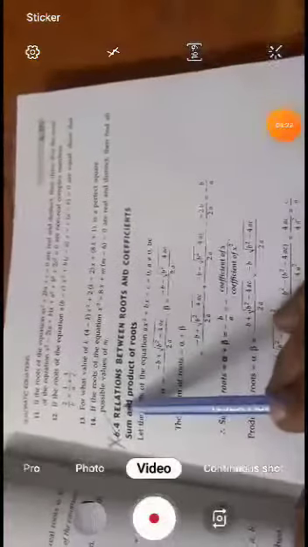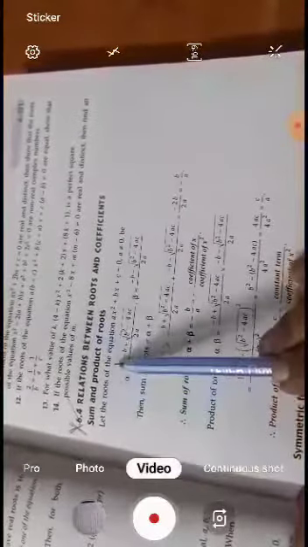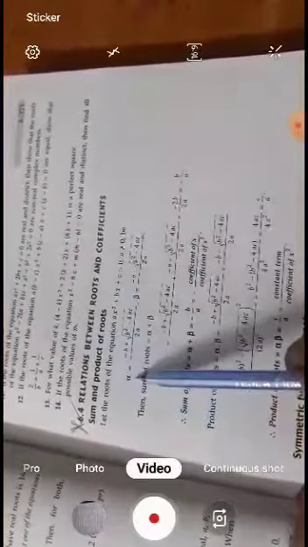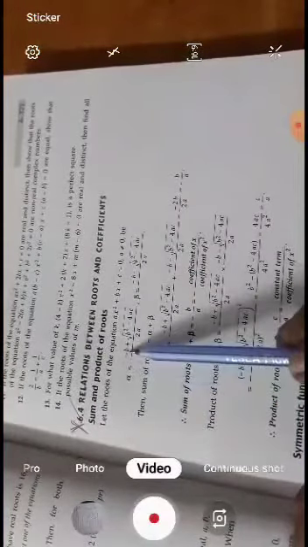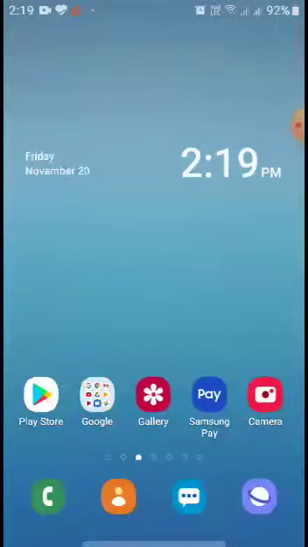The next part is the relation between roots and coefficients: sum and product of the roots. Let the roots of the equation ax² + bx + c = 0 be alpha = (-b + √(b² - 4ac))/2a and beta = (-b - √(b² - 4ac))/2a.